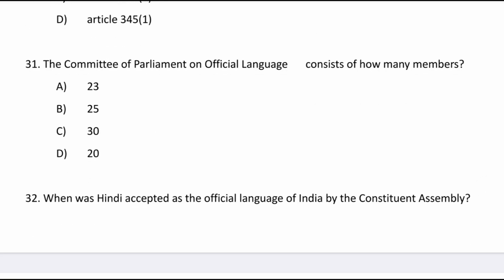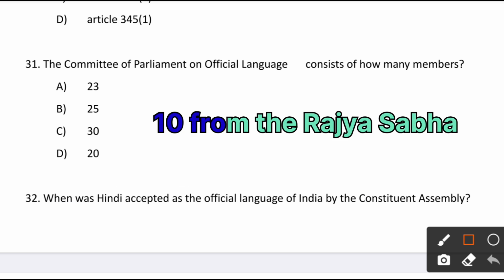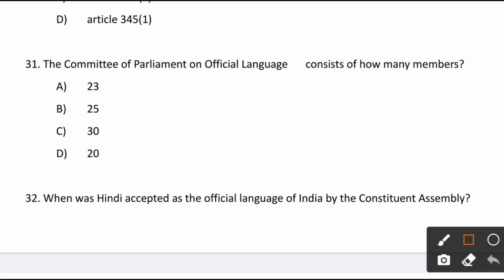31. The Committee of Parliament on Official Language consists of how many members? A. 23. B. 25. C. 30. D. 20. There are 20 members from the Lok Sabha and 10 from the Rajya Sabha in the Committee of Parliament on Official Language, and total 30 members. In this question, the correct answer is C.